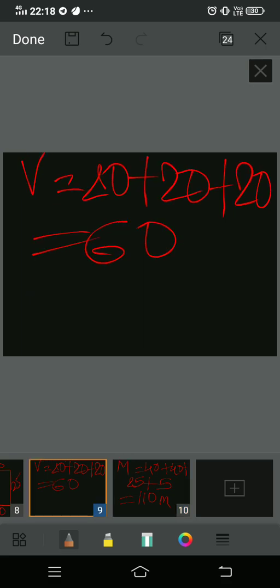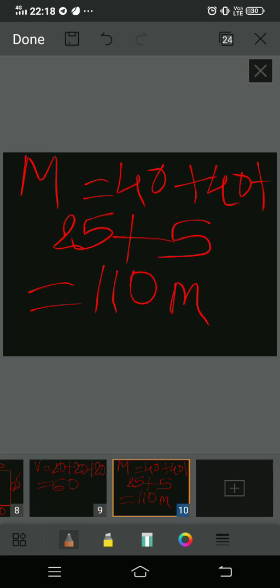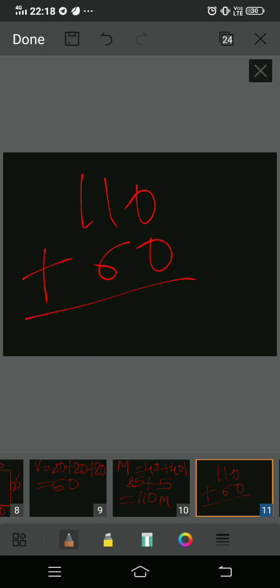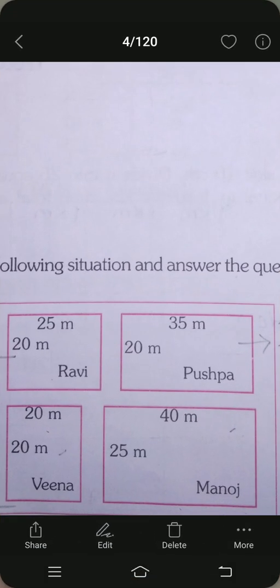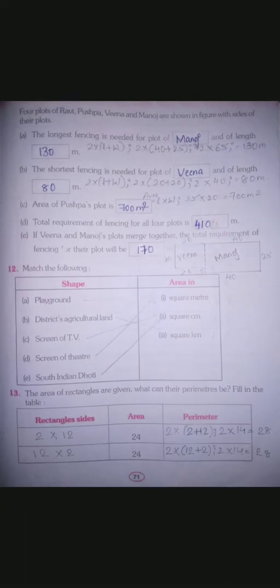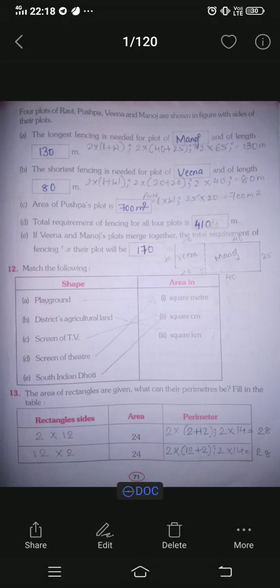So what we need to do is 60, this was Veena's measurement 60, and this is Manoj's measurement 110. So now we have to add 110 plus 60. Okay, 110 plus 60, if you do, you will get the answer 170 meter. Okay, children, so 170 meter is the requirement of fence when you merge the plot of Veena and Manoj. Okay, children, so here we need to write 170 in the blank. Okay, so do the correction, children. 410 and 170 is the correction, do it.